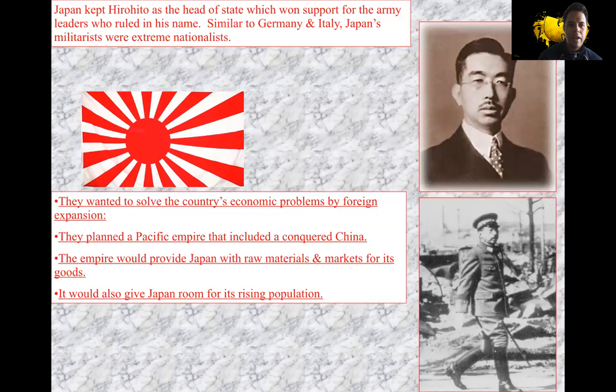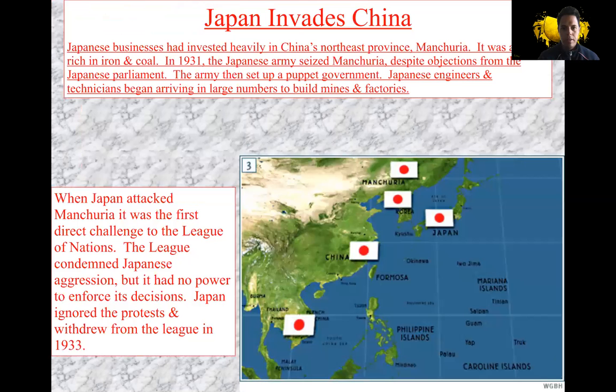Similar to the fascists, the militarists would be basically what we would call extreme nationalists, meaning that they were promoting Japan over everything else. What the militarists wanted to do was solve Japan's economic problems through foreign expansion, similar to the German Lebensraum. They planned a Pacific empire that would include China and many of the other surrounding Pacific islands. And the empire would also provide Japan with raw materials and markets for its goods. It would also give the Japanese room for their growing population.